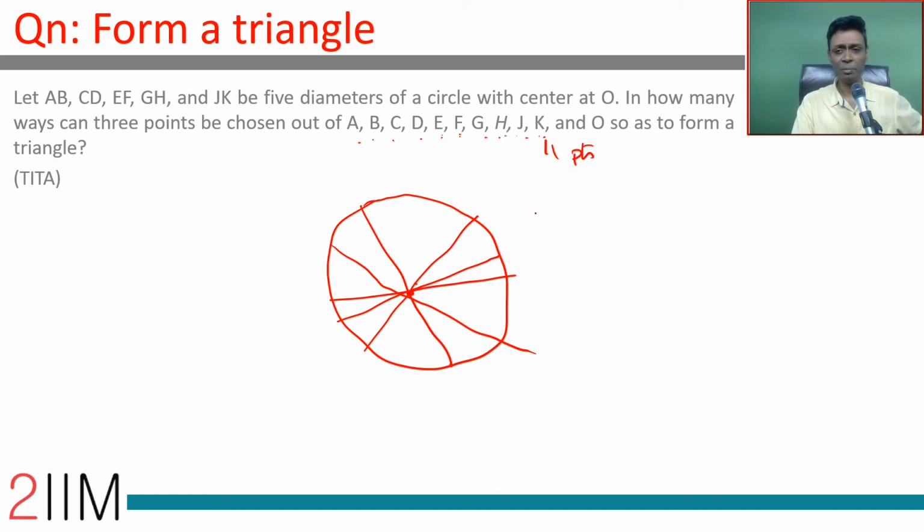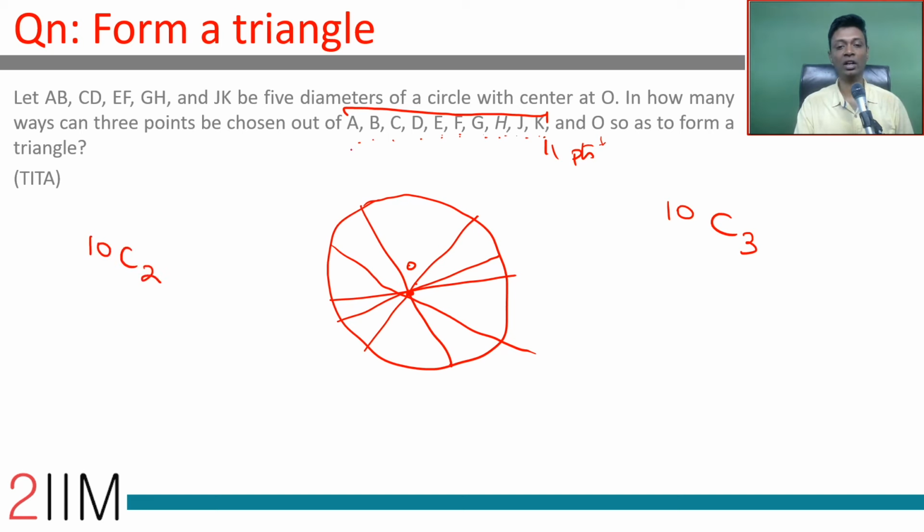I'm going to break this down. We're basically saying from these 11, how can you select 3 points that are not collinear? I'm going to break this as some 10 of these. Out of these 10, you select any 3. They'll be non-collinear. Any 3 points on a circle are not collinear. Now let's think about O separately. Then out of the remaining 10, we can select some 2. Take O and then select 2 out of the remaining 10. That'll happen in 10C2 ways.